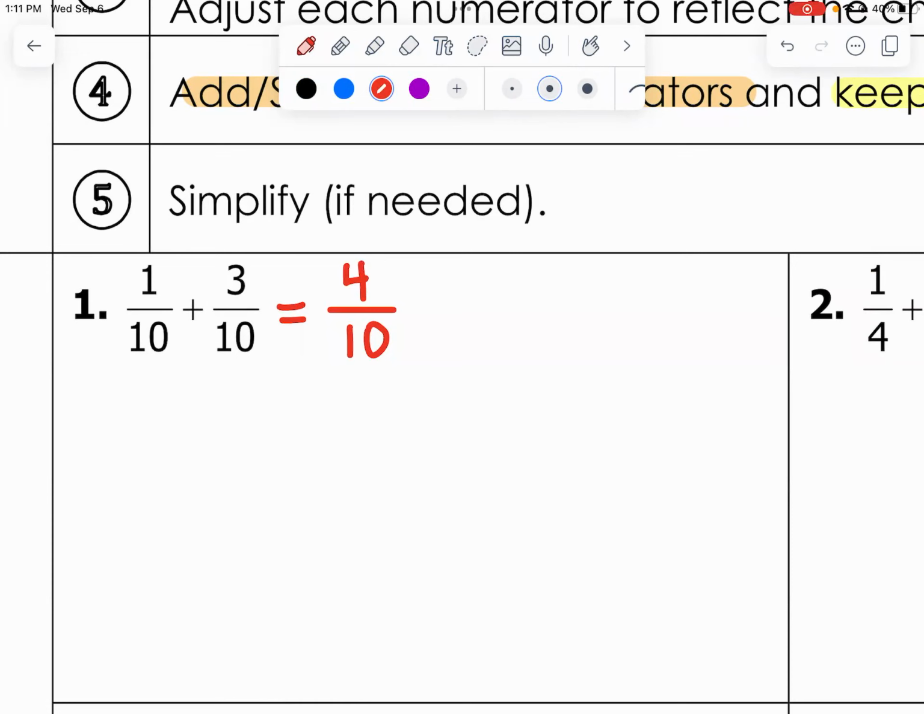Tatum, would we keep our answer as 4/10? No, we need to reduce by what? 2. So Austin, what's our new answer? 2/5. 2/5. Awesome.